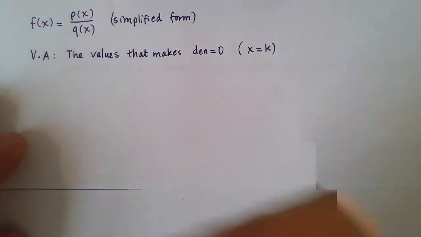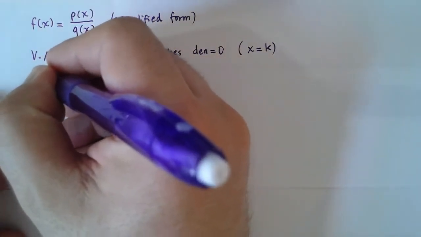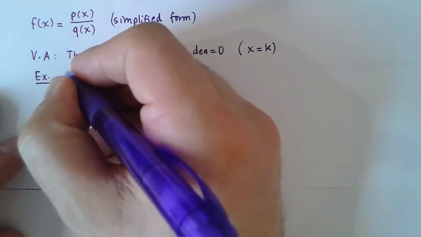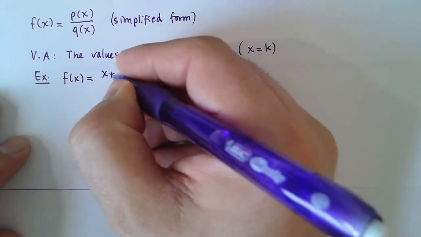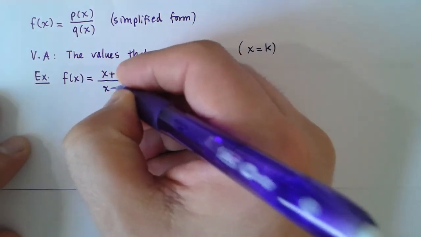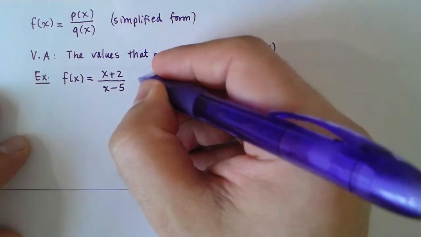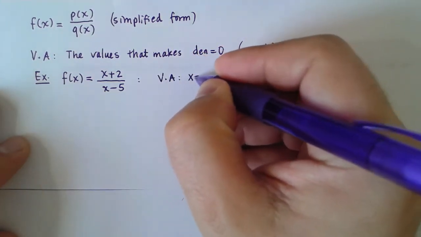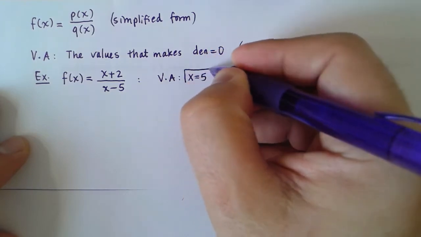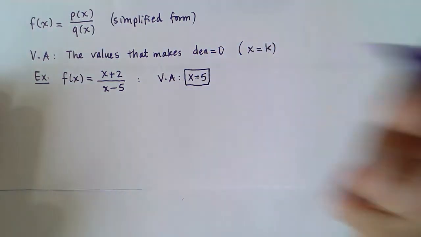So an example, let me just write down an example. f of x equals x plus 2 divided by x minus 5. So from here, the vertical asymptote becomes x equals 5. It's the vertical asymptote.